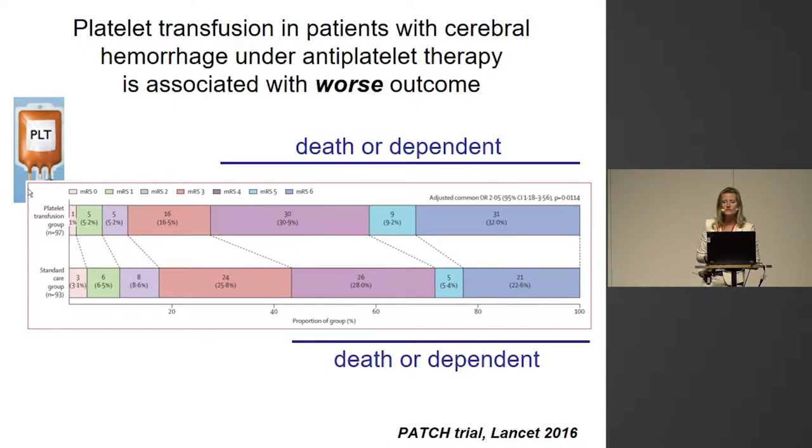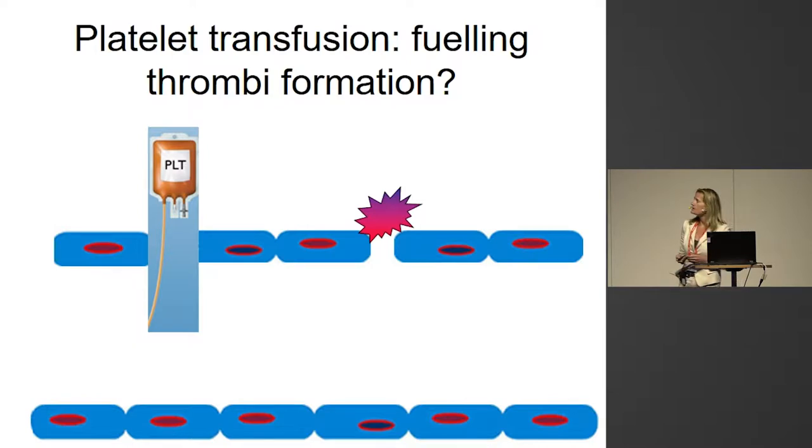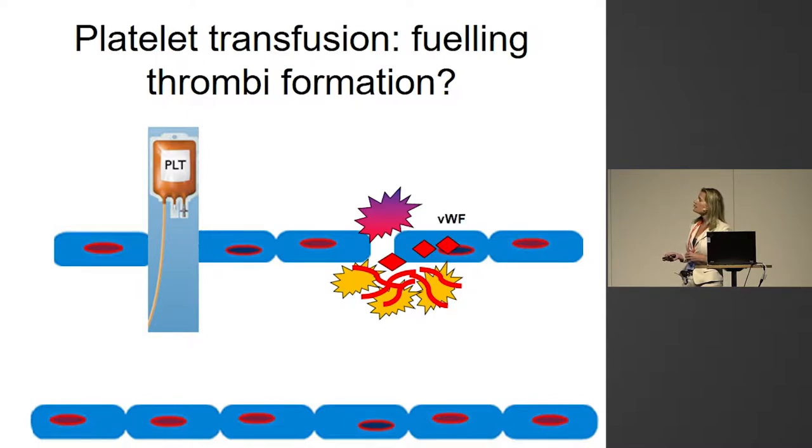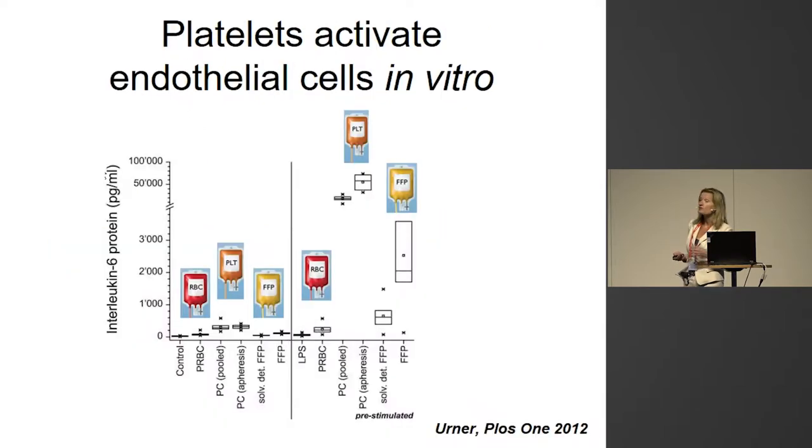What do platelets do? Well, a mechanism was not provided in this study, but you could think perhaps that in a hyperinflammatory status, if you transfuse platelets, does that perhaps fuel an ongoing procoagulant process, resulting in microthrombi formation? Are there any data which can support that way of thinking?